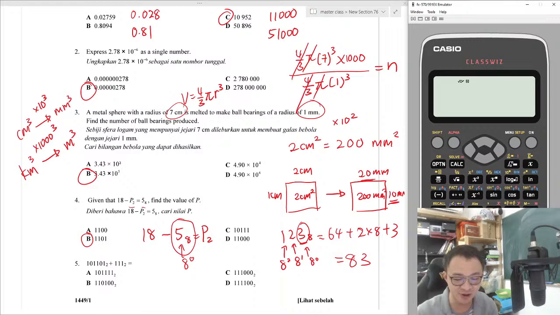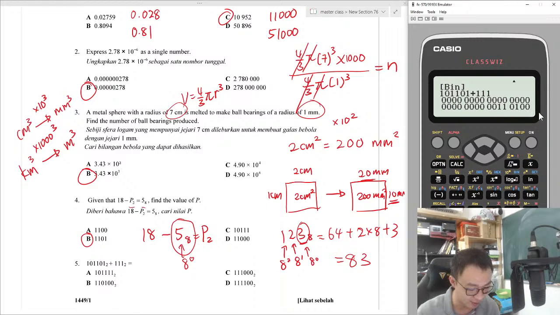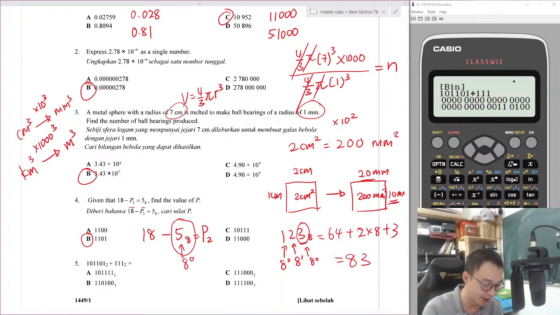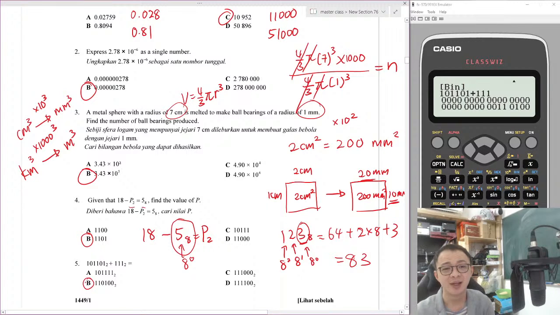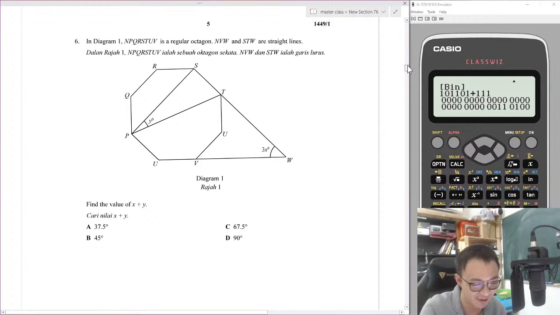Alright, for base 2, you can just use the calculator. No need to do it manually. So you just go to the base number, choose BIN, base 2, then you insert 101101 plus 111. Okay, so you should have the answer straight away, which is 110100. Yeah. If you want to do it manually, you just need to understand that 1 plus 1 equals 10 for base 2. Okay, it's a bit tricky, but if you get it, then it should be fine.